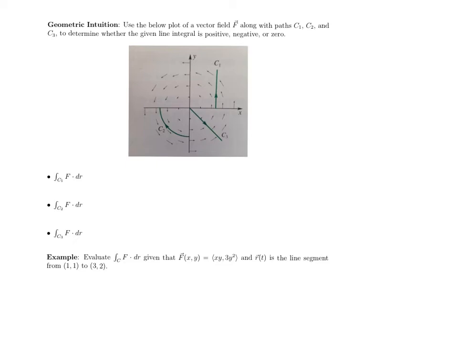And the intuition is essentially that if the vector field helps a particle move along the curve, there will be positive work. If it hinders the motion, there will be negative work. And if it doesn't help or hinder, there will be zero work. And with that reminder, I would like you to pause the video, take maybe 30-45 seconds, and determine whether each one of these line integrals will be positive, negative, or zero.